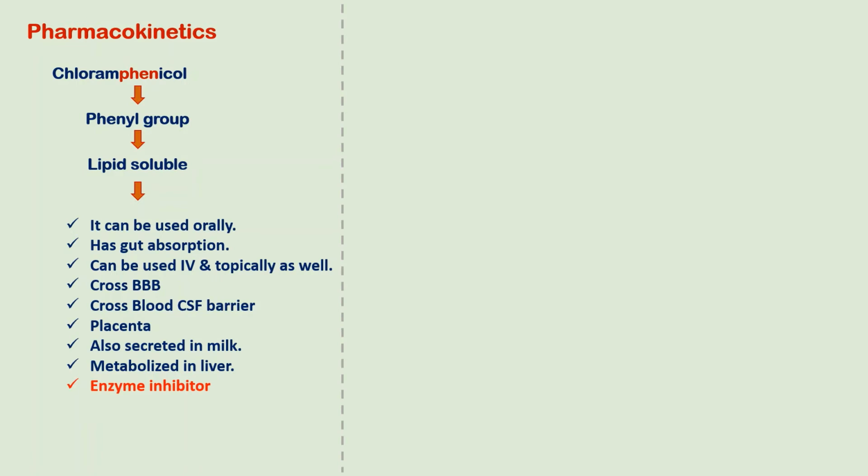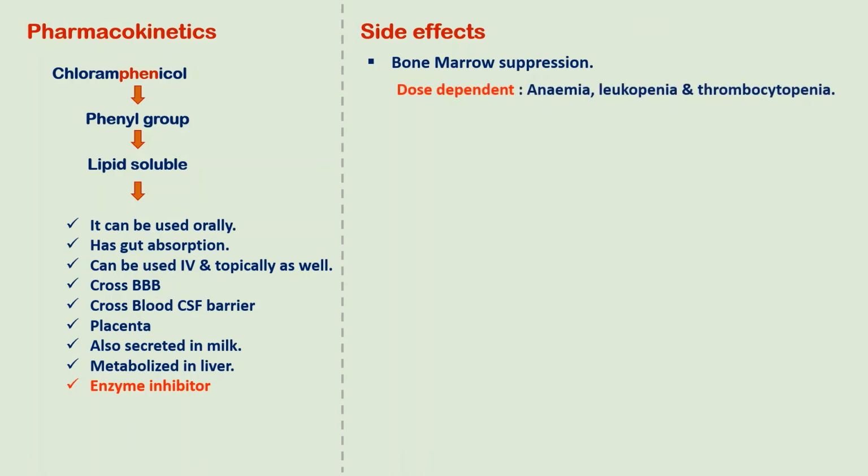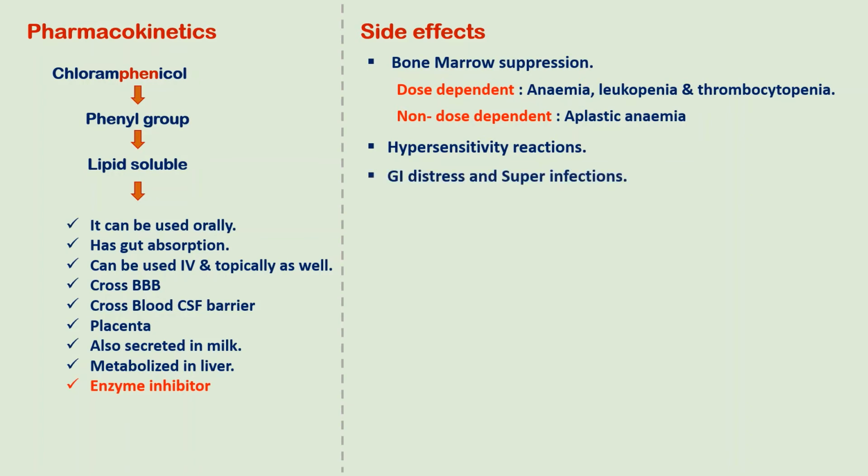Next, let us have a look at the side effects of chloramphenicol. As mentioned earlier, the important side effect is bone marrow suppression, and this can be dose dependent or non-dose dependent. The dose dependent will be anemia, leukopenia and thrombocytopenia, while the non-dose dependent will be aplastic anemia. It also causes hypersensitivity reaction, and chloramphenicol can cause GI disturbances and superinfections as well.